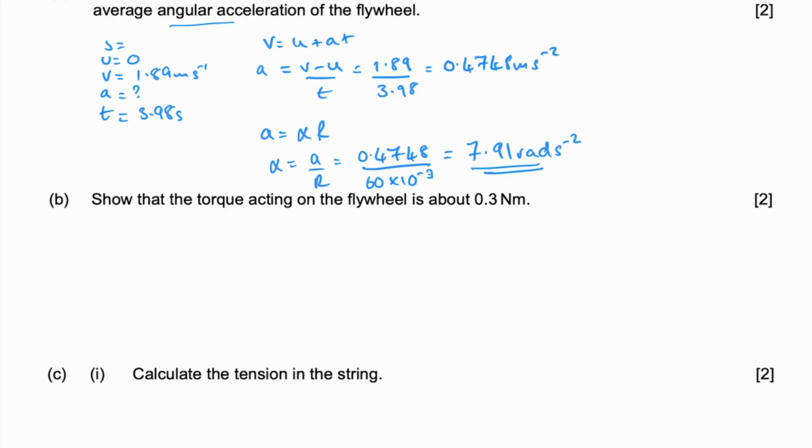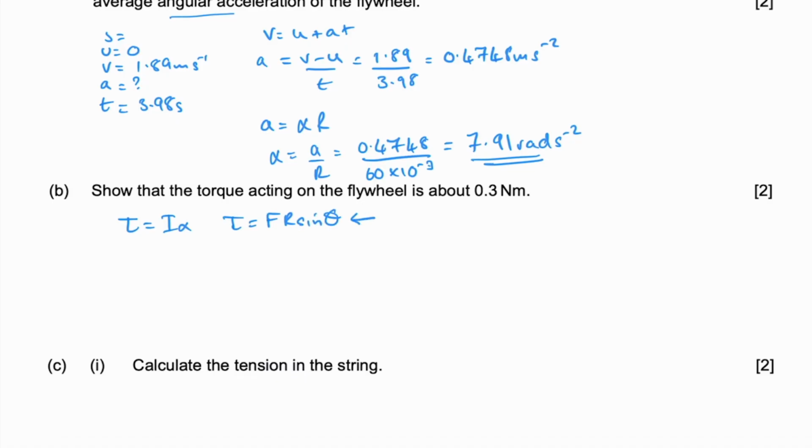B. Show that the torque acting on the flywheel is about 0.3 Newton meters. I know two equations for torque. I know this one and I know this one. To use this one, we'd need to know what F is, which is the weight of the small mass that's pulling on the side of the object. And actually we don't know the mass of that. Okay, so we can't use this equation. We have to use this one. We do know what the angular acceleration is. That's 7.91 radians per second squared from the previous question.